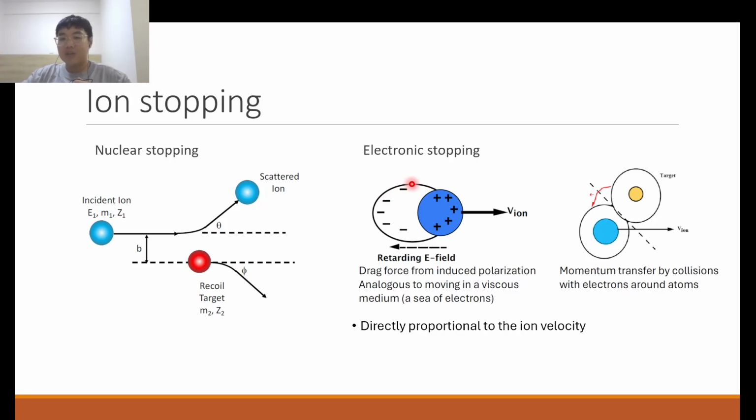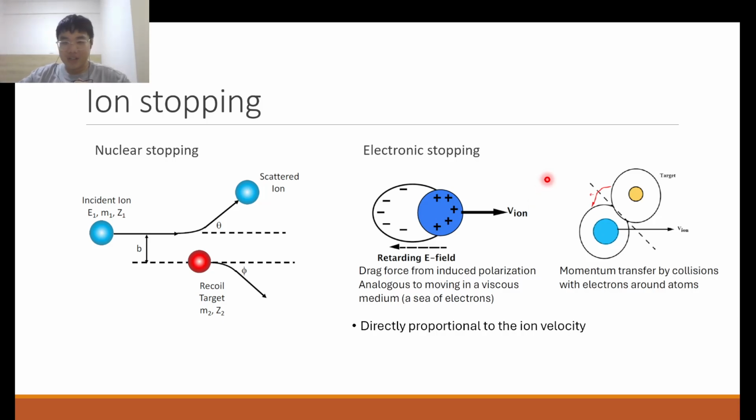Another way in which the ions can lose energy is electronic stopping, which is interaction with the electrons. There can be two ways. Firstly, when the ion is moving through the electric field of the electron clouds, a polarization is induced in these electron clouds that creates a retarding electric field that drags down the ion. You can think of this as somewhat like an F1 car driving through air. Air resistance slows the car down. Likewise, for the ion traveling through the electron cloud, resistance from this electron cloud slows the ion down. Another way is directly colliding with electrons, and then losing momentum.